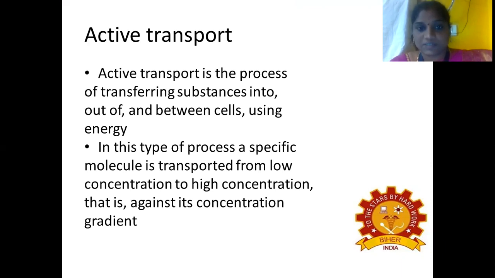Active transport is the process of transferring substances into or out of and between the cells using energy. This is an important point. Active transport would be using energy. And in this type of process, a specific molecule is transported from low concentration to high concentration, that is, against its concentration gradient. This type of transport is called active transport.